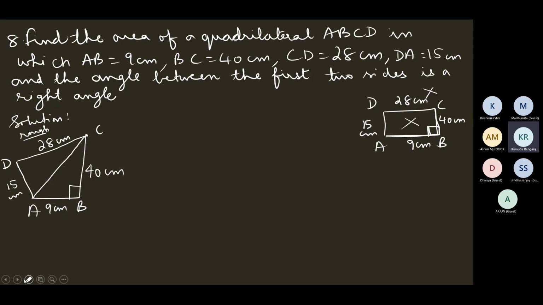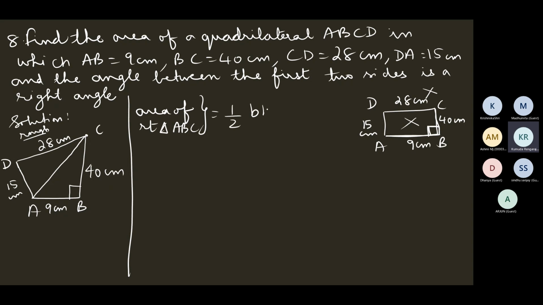Let's first find the area of triangle ABC. Area of right triangle ABC is equal to half base into height, square units. That is half into base AB and height BC, so half into 9 into 40, so 180 centimeters square.